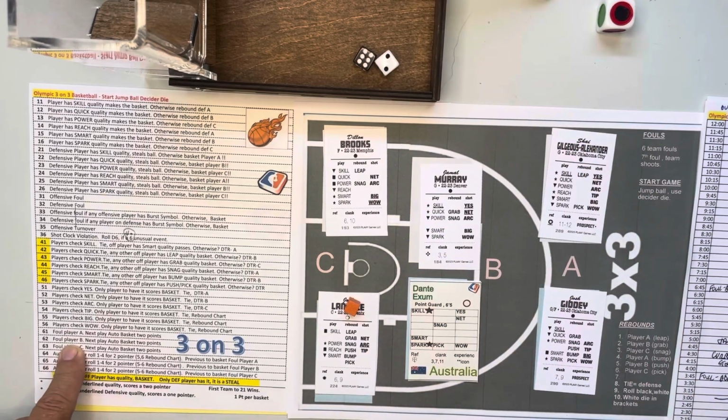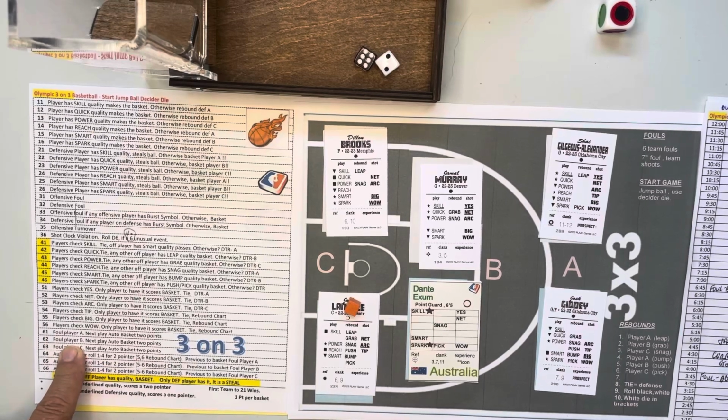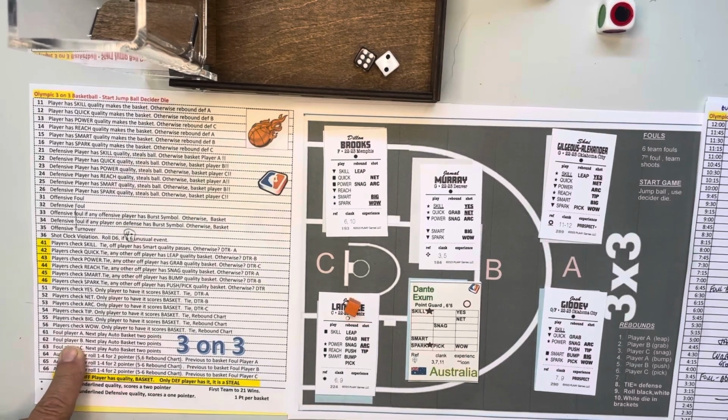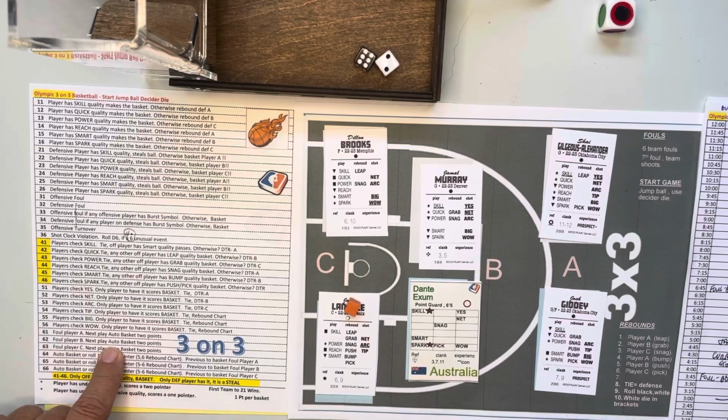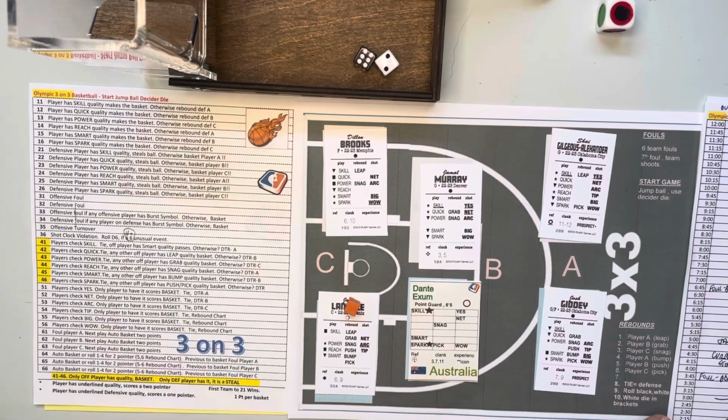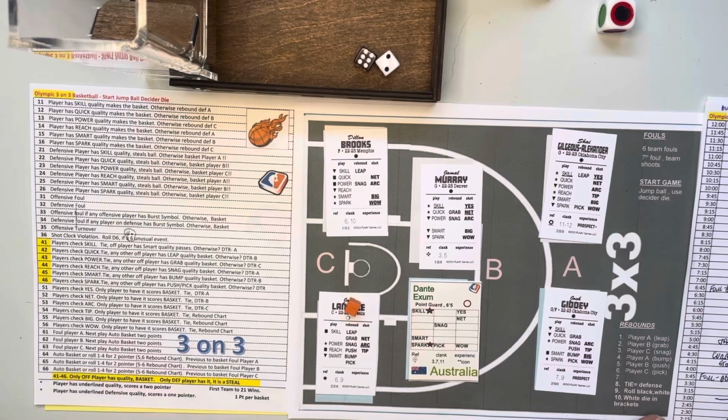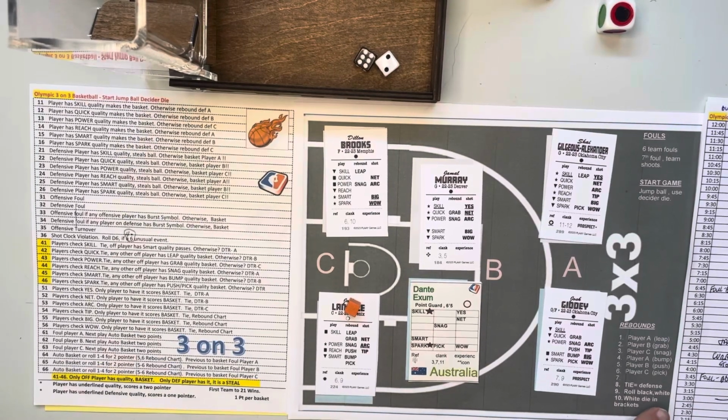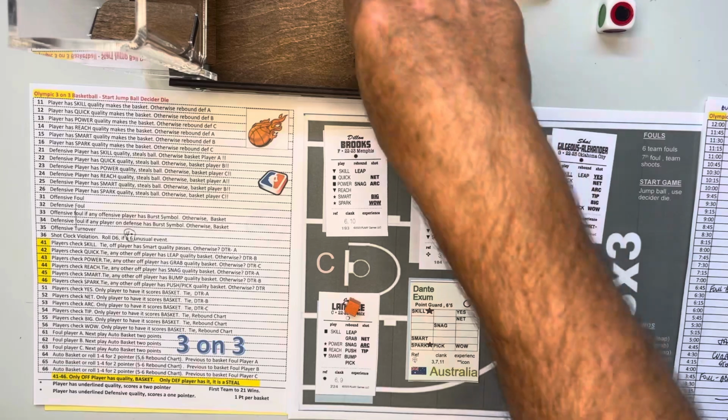So Jamal Murray is going to get a foul. That is Canada's 3rd foul of this game. Next play, auto basket, 2 points. Landale for Australia is going to sink a 2-pointer. It is now 12-8 Australia.